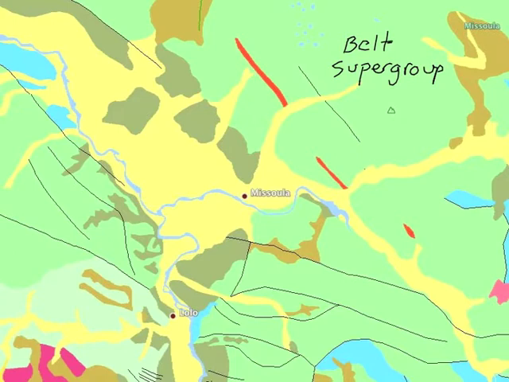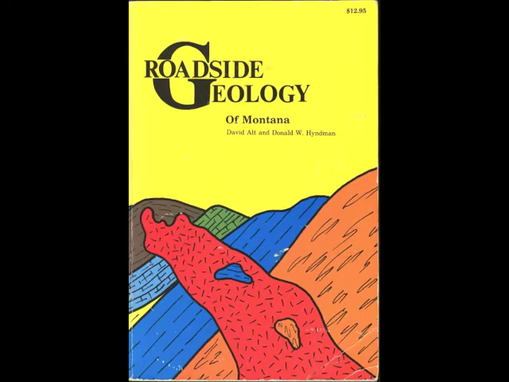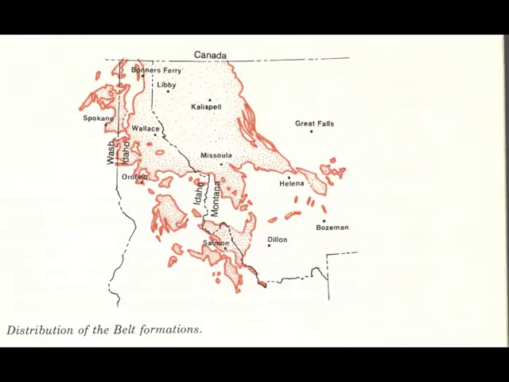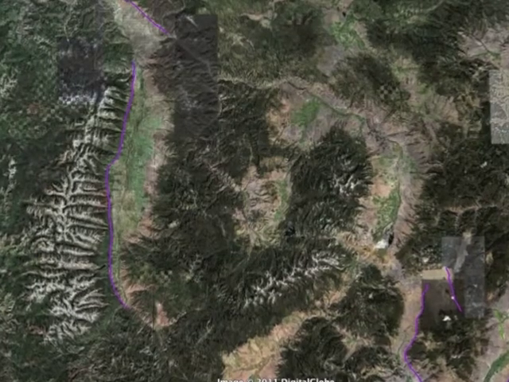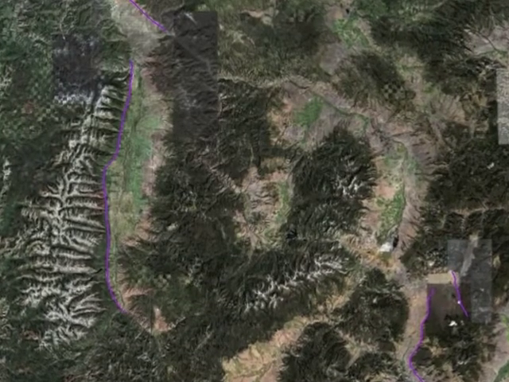Now I'm going to show you a couple illustrations from Roadside Geology of Montana by Alt and Hyndman, such as this one. Let's talk about the Belt Supergroup. These rocks formed in Montana and Idaho 1.2 billion years ago. Okay, and we'll talk a little more about those in a minute.